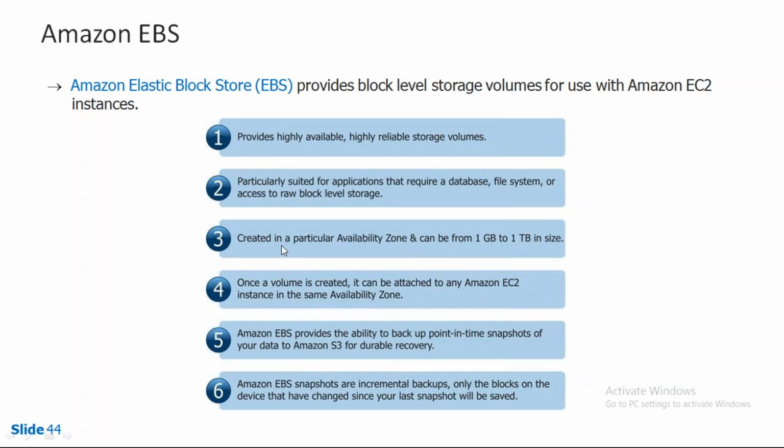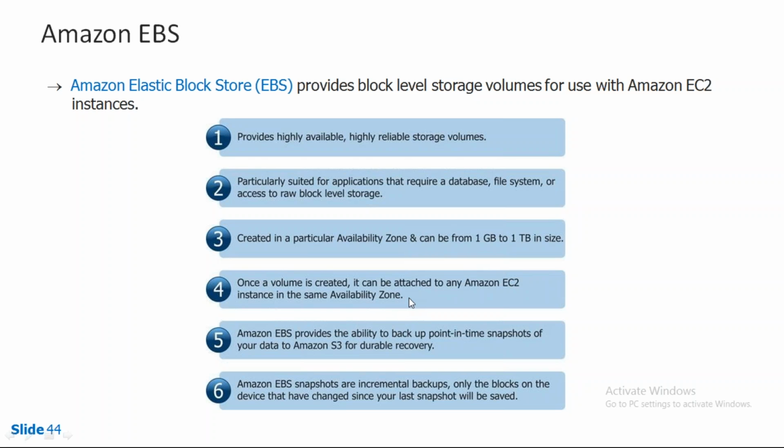Then the third one, it is created in a particular availability zone and can be from 1 gigabyte to 1 terabyte in size. Of course, it is more than that. That's what we have seen, 16,384 gigabytes of space we can take. It's more than a TB. Then once a volume is created, it can be attached to any Amazon EC2 instance in the same availability zone. So this is what you should make a note of.